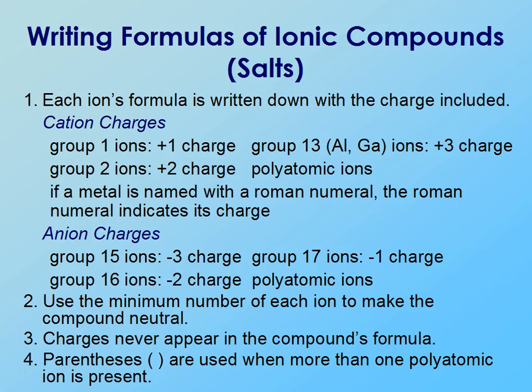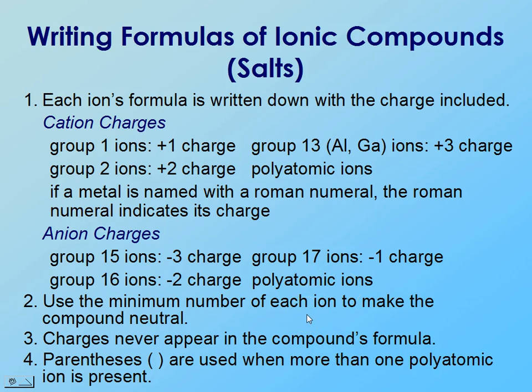With anions, as you get closer to the noble gases, you become less negative. So nitrogen family, group 15, is -3. Group 16, the oxygen family, would be -2. Group 17, the halogens, would be -1. And we just talked about the polyatomics.